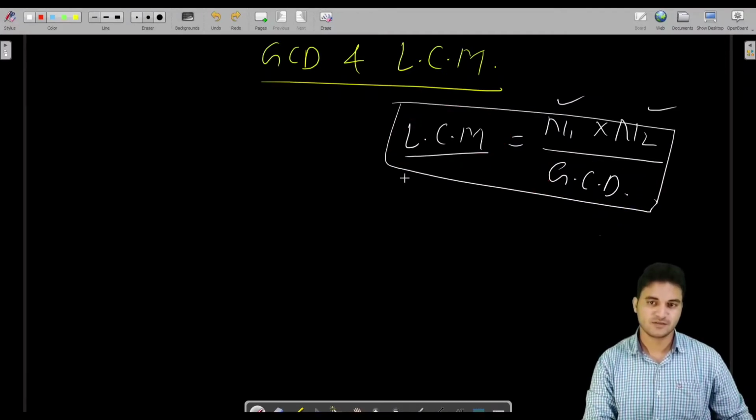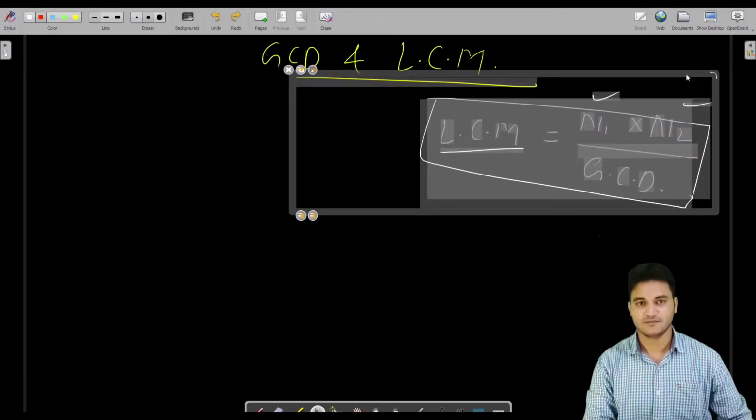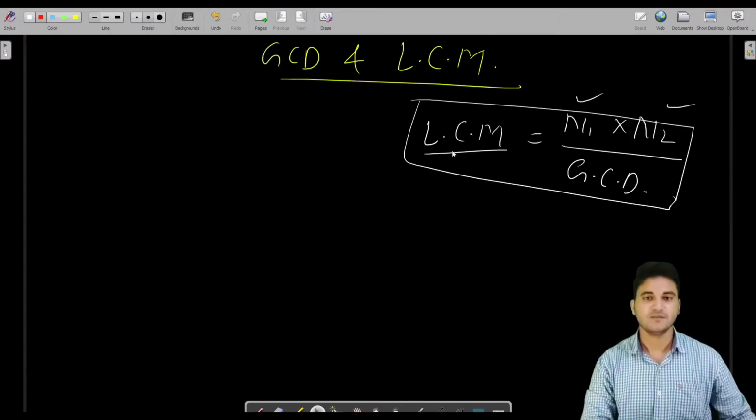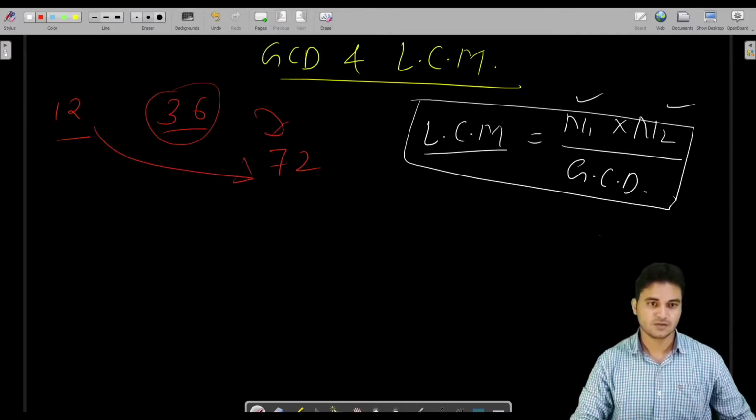Just remember this formula. Let us write it out. Let us say you have been provided two numbers, 12 and 36. LCM is what? Least common multiple. Let us say a common multiple of these two is 72. This can divide 72 and this can also divide 72. So 72 is the least common multiple which both of the numbers can divide. Fine, so this is the LCM of it.